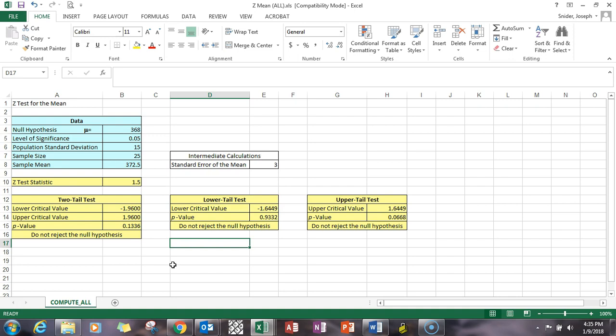So this is a z-test for the mean, meaning that you're getting a z-test statistic based on one sample. And the way that this spreadsheet works is that your hypothesis test, the null, is in B4, the value for it. So that might be that your H0 is the population mean is 368 in this case. Now your H0 and H1 are opposite of each other, so that would mean that the population mean is not equal to 368 as your H1 or your alternate hypothesis.